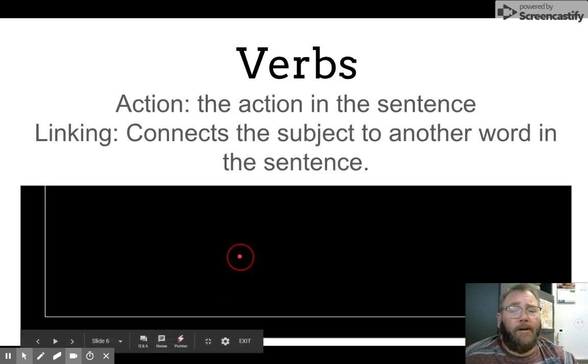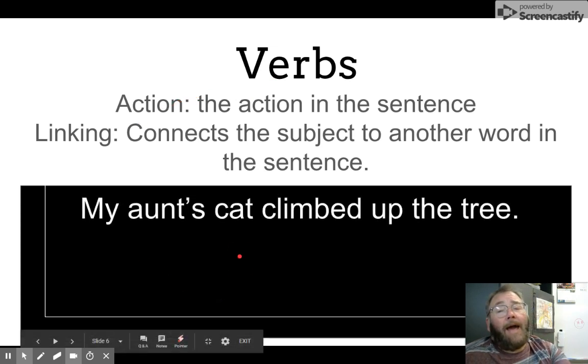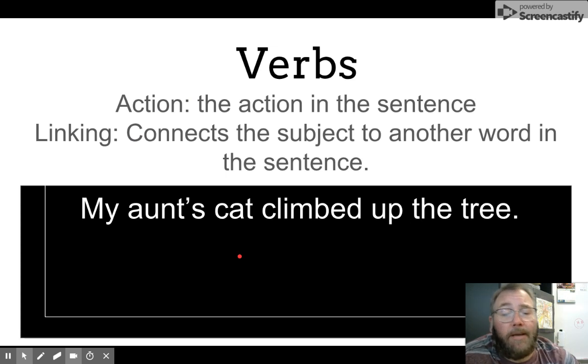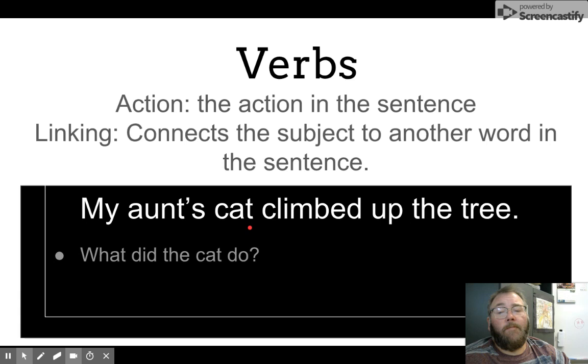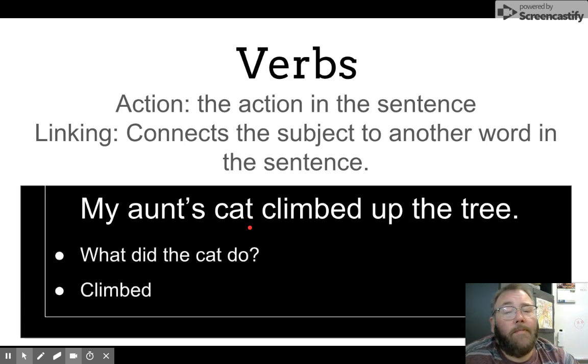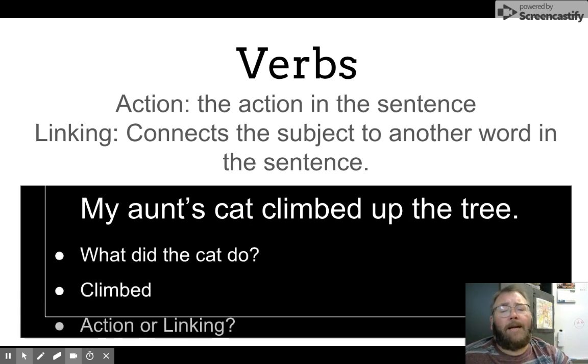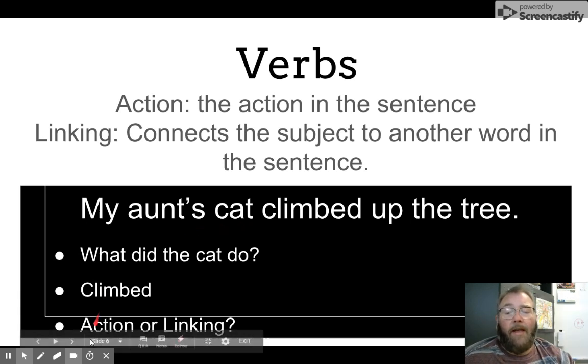Let's do a little practice here. My aunt's cat climbed up the tree. What did the cat do? The cat climbed. Now, is that a linking or an action verb? Can you see someone climbing? Yes. So that is an action verb.